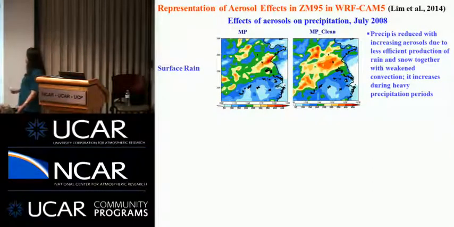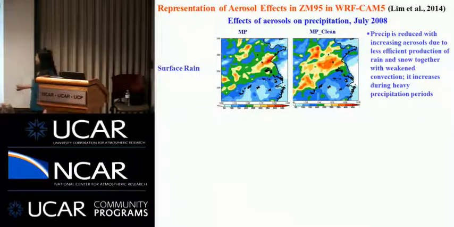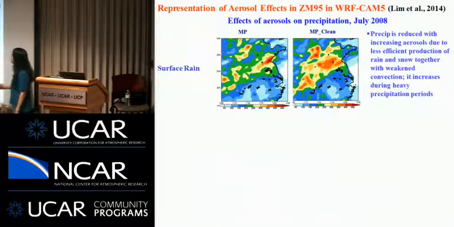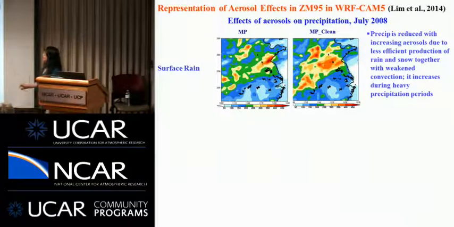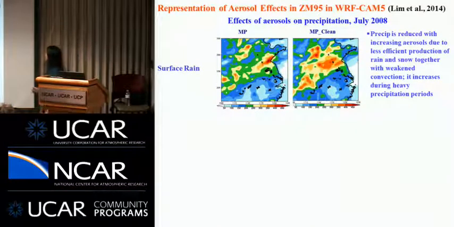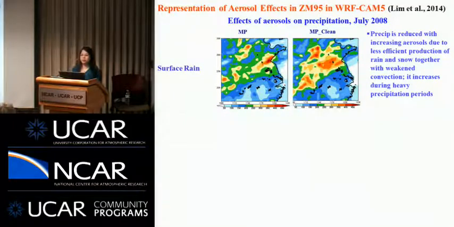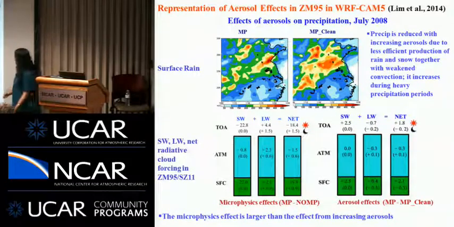To study that, we ran another simulation by reducing the baseline emissions by 70%, to mimic clean conditions, called MP_clean. When we compare the spatial distributions from the two sets of simulations, with MP and with MP plus clean conditions, we found that under the clean conditions, this monsoon rain band is much broader compared to the original one, and the magnitude is also higher. This attests to the impact widely reported in the literature that precipitation is reduced when the aerosol loading is increased. This is largely due to less effective production of rain and snow, where the convective system becomes weakened.